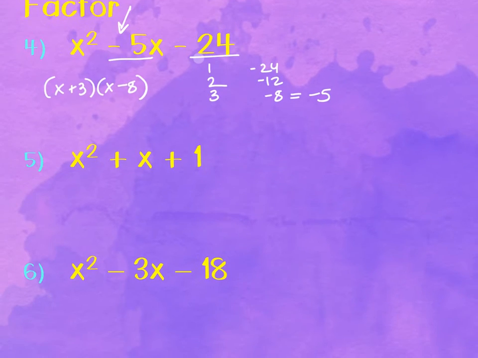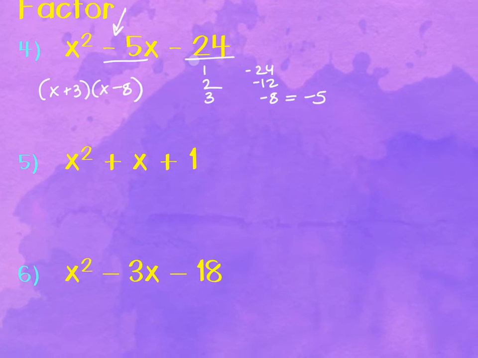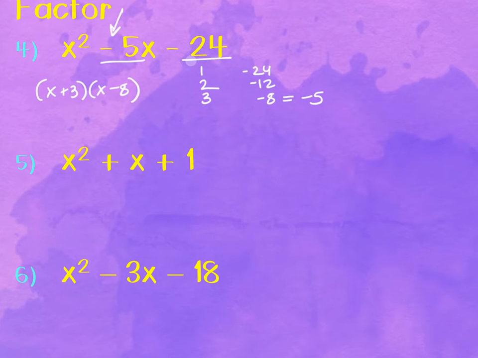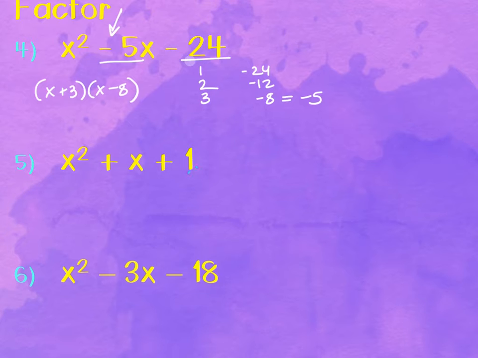Then I go to 5. 5 has 1 at the back, 1 at the front. They're both positive. The only factors of 1 are 1 and 1. 1 plus 1 does not equal 1. This is prime. So if there are no factors of the last number that sum to the middle, then the trinomial is prime.